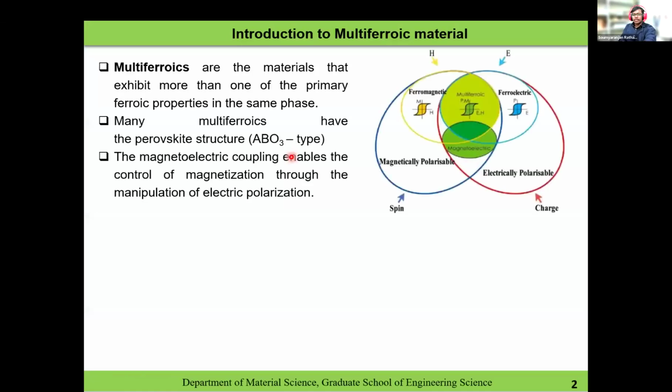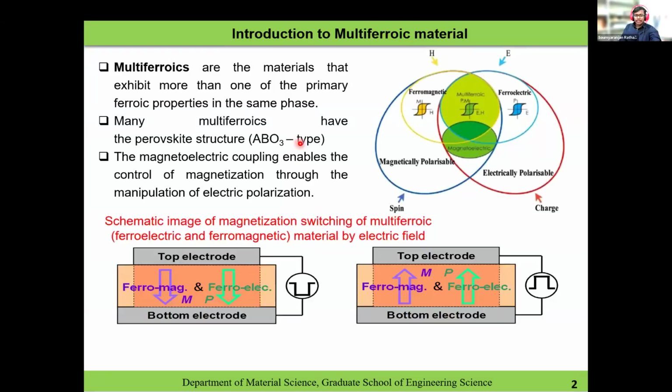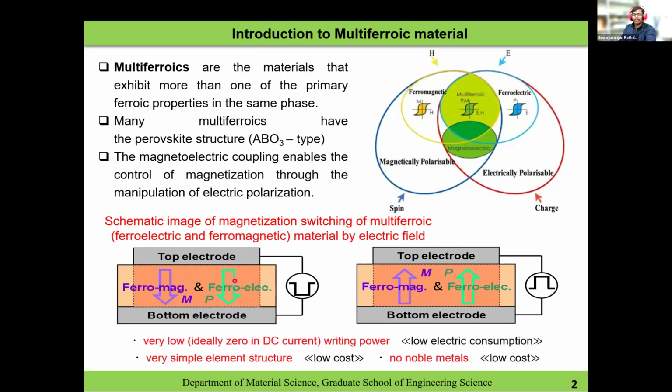So, first, I will give a short introduction about the multiferroic materials. As we know, these are the materials which can show ferromagnetic and ferroelectric properties in one phase. And here is how I can use this in devices: there is ferromagnetic and ferroelectric, so I can switch one by another. So it will be very simple to operate. As a result, there will be very low writing power, very simple element structure, and the energy consumption will be very low. And the very important thing is that there is no noble material.